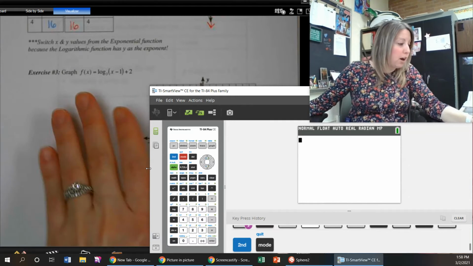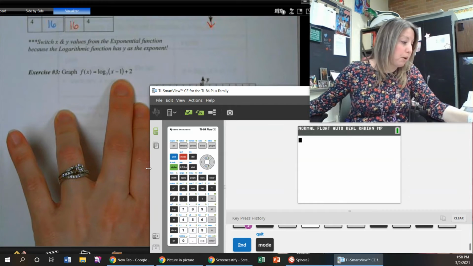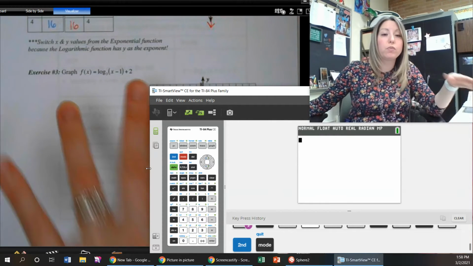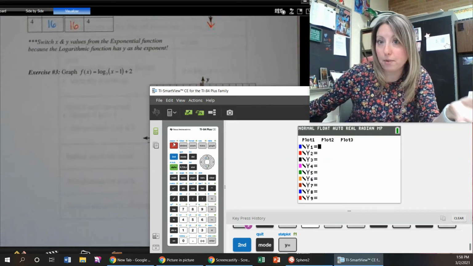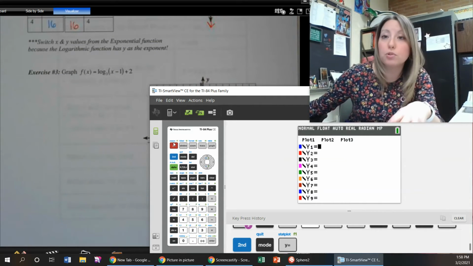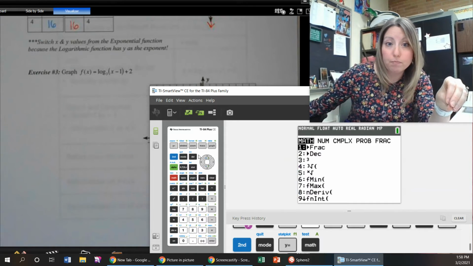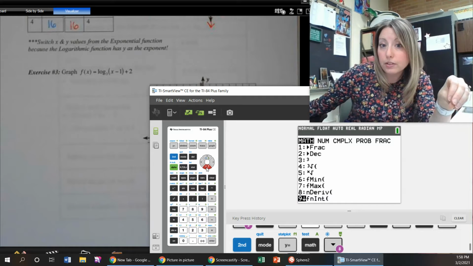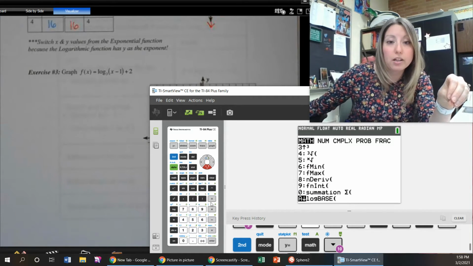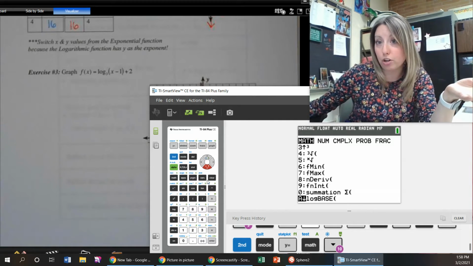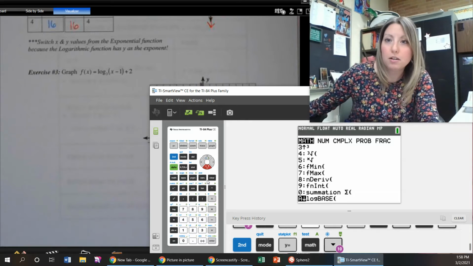If I want to type f of x equals log base 3 of 2x minus 1, plus 2, I can go to y equals for my functions. I can actually use the log base function that's under math. If you go under math and arrow all the way down, this takes care of having to know the change of base formula. Because I specifically asked for change of base on the test, you are still going to need your change of base formula. Sorry about it.